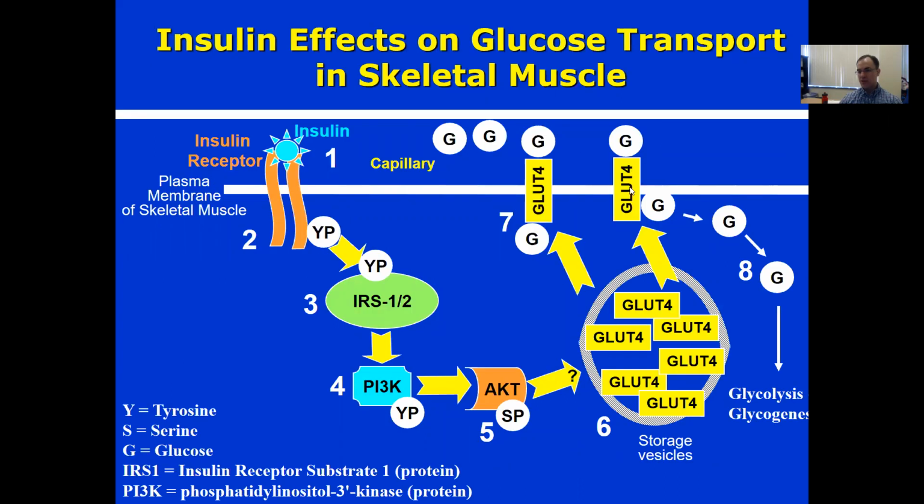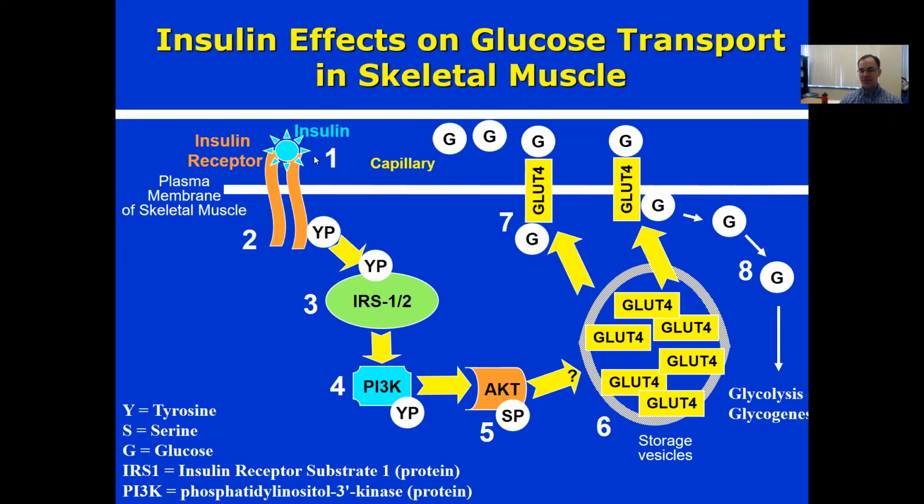So once the glucose goes through the GLUT4, it's going to come into the cell and either undergo glycolysis, which is the breakdown of glucose to form ATP, or glycogenesis, which is simply making glucose into glycogen to be used for later energy needs. So these are the steps at which glucose enters the skeletal muscle.